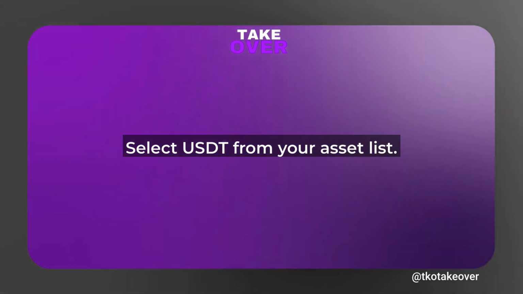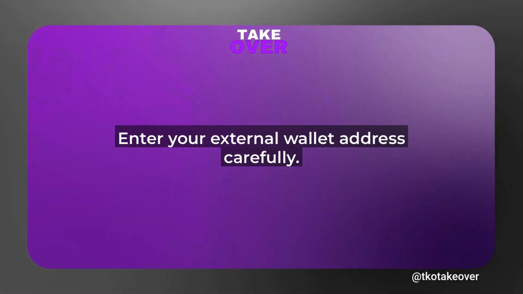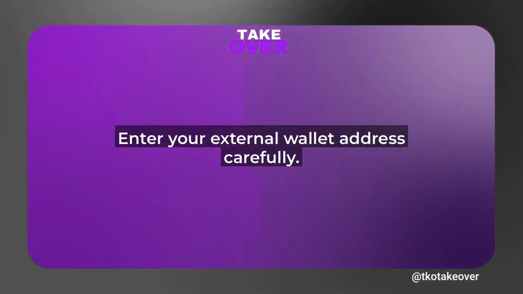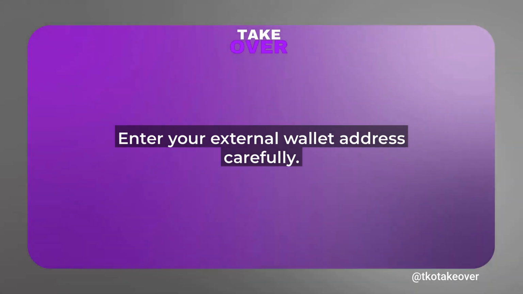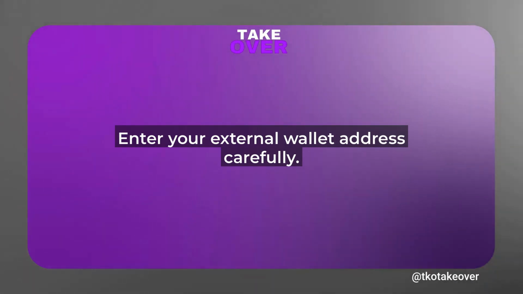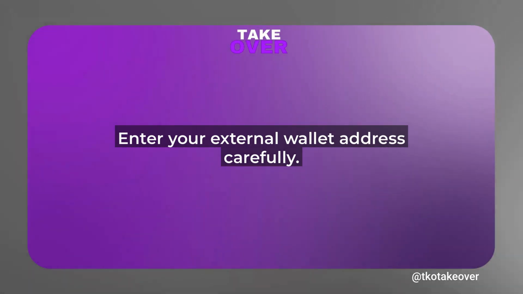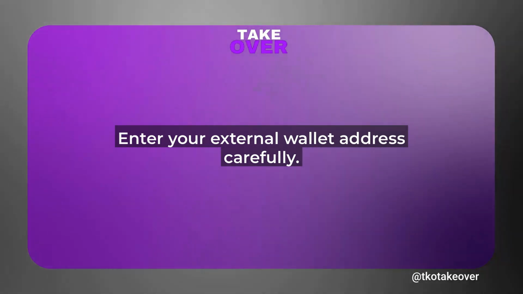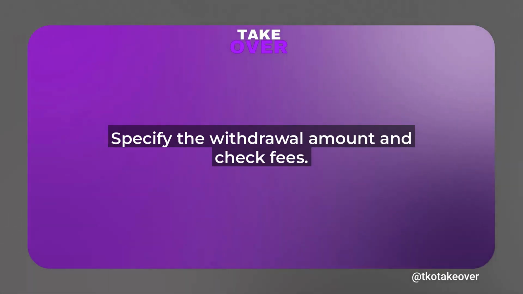Next, look for the Withdraw button. It might prompt you to enter the withdrawal address. Double-check this. Paste your external wallet address where you want the USDT to go. Remember, in 2025, most exchanges like Delta use advanced blockchain networks, so ensure your address is compatible with USDT, like on Ethereum or Tron. Now, enter the amount you want to withdraw.